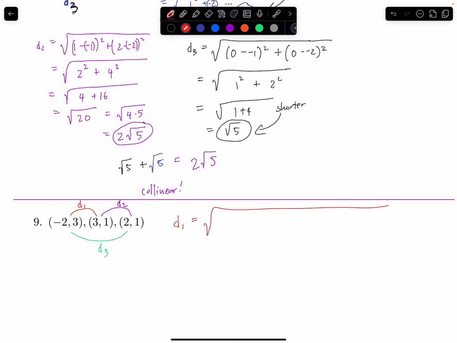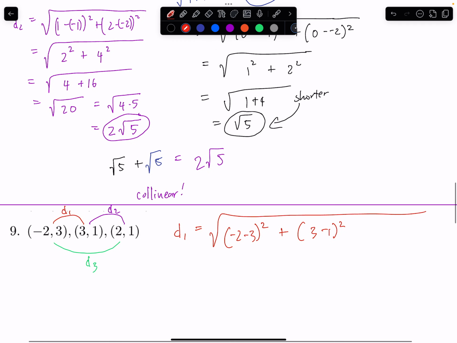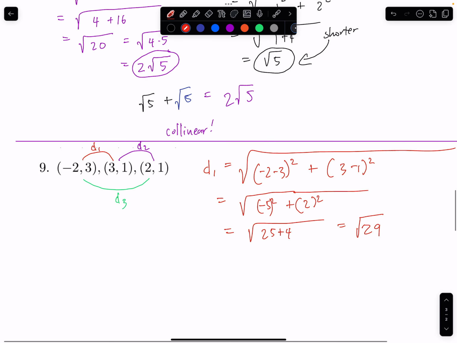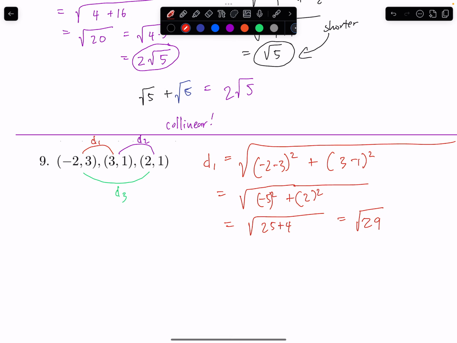Square root of the difference of the x values, negative 2 minus 3, quantity squared, plus the difference of the y values, 3 minus 1, quantity squared. Which is negative 2 minus 3 is negative 5. Negative 5 squared. Plus 3 minus 1 is 2. 2 squared. So I've got square root of 25 plus 4, which is the square root of 29. Okay, it's not looking very promising because square root of 29 is a pretty ugly number to work with.